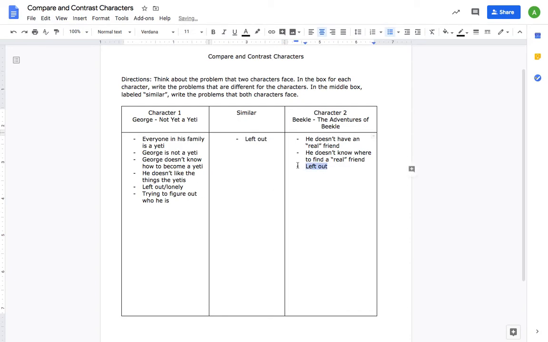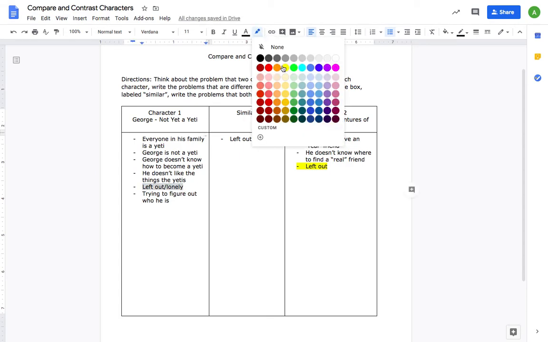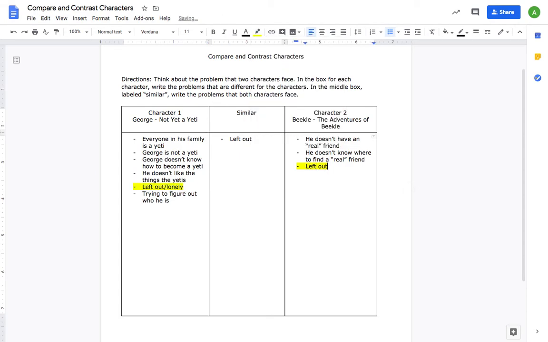Now the reason that they feel left out is different. Beakley feels left out because he doesn't have a friend. George has a lot of family and maybe even friends, but he feels left out because he's not the same as them.